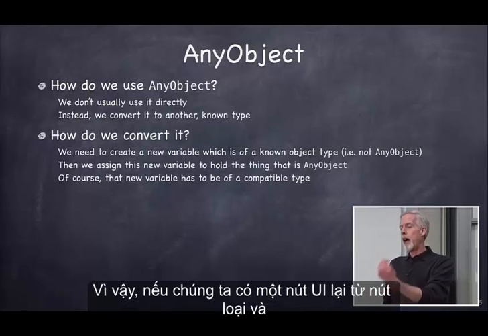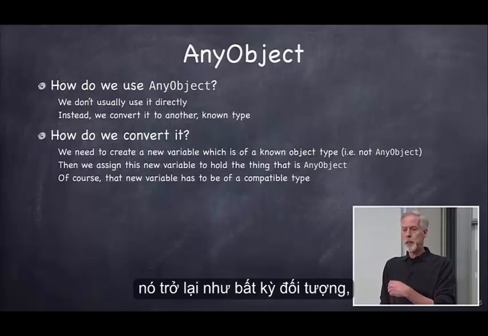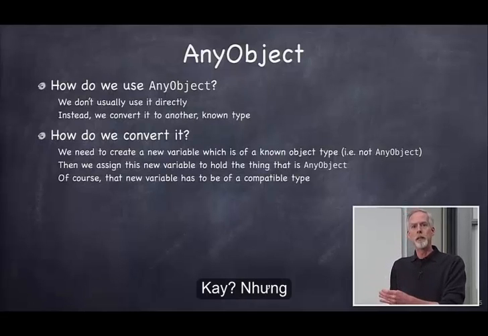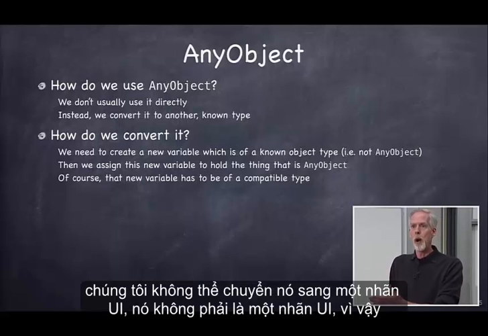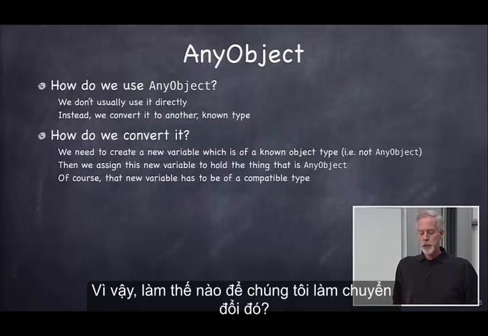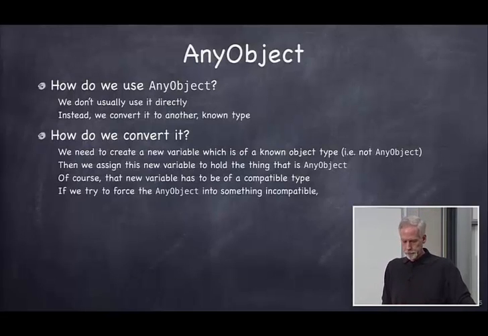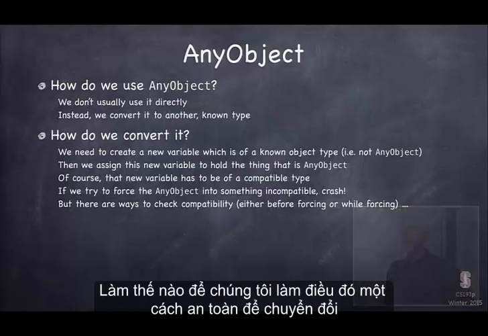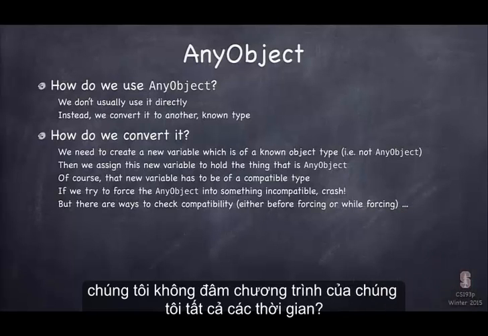So if we got the UIButton back from buttonType and it comes back as AnyObject, we can convert it to UIButton because it is a UIButton. Okay, but we can't convert it to a UILabel. It's not a UILabel, so that would crash our program actually. So how do we do that conversion? Yes, it would crash our program if we do that. How do we do that conversion safely so we're not crashing our program all the time?